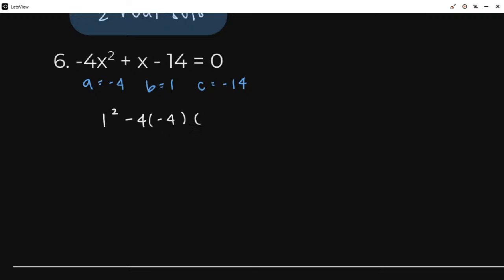Okay, next one we have negative 4x squared plus x minus 14 equals 0. So a is negative 4, b is 1, and c is negative 14. So we're going to plug this into the equation, and we get 1 minus 224, which is negative 223. And since this number is less than 0, that means we have 2 imaginary solutions.